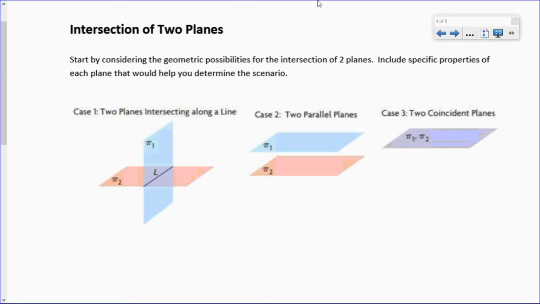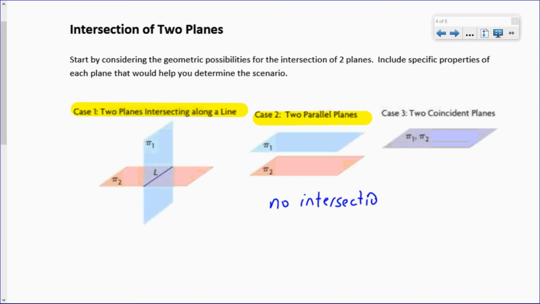So here you can see that there are also 3 cases for the intersection of 2 planes. And there they are. Case number 1, the 2 planes, pi1 and pi2, might intersect along a line, in which case your intersection is a line. It's an infinite number of points of intersection, but they do form a line. Case number 2, 2 parallel planes. So in this case, there is, of course, no intersection at all.